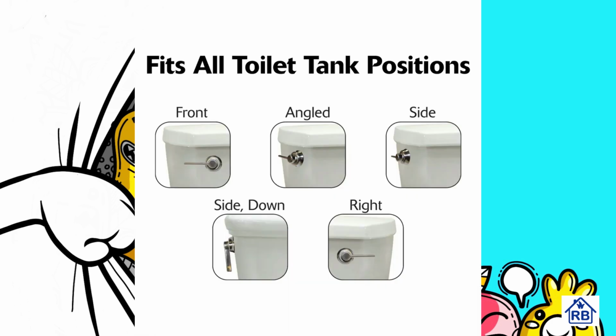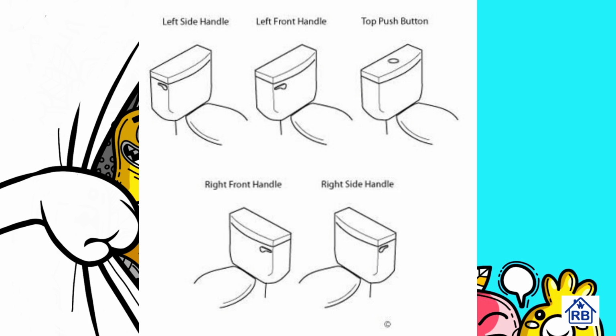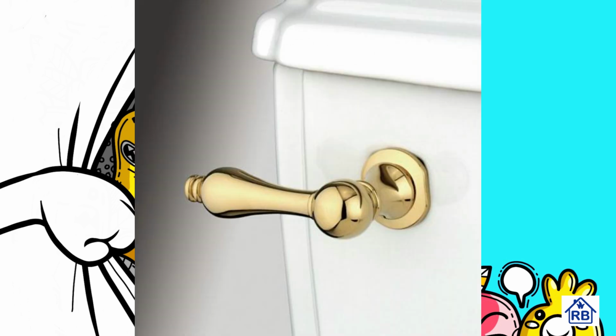Flush handle location. Handles can be placed on the right side, right front, left front, or top center of the tank lid. Consider the handle location based on convenience and aesthetics.